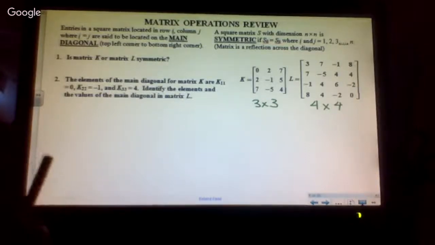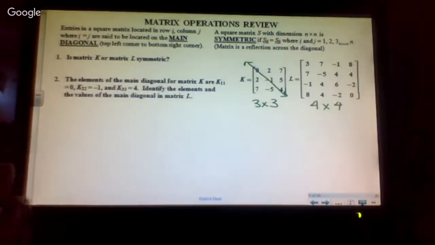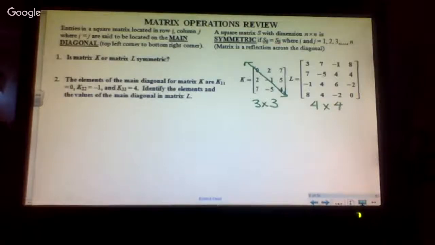These are symmetric across what they call a main diagonal. Your main diagonal goes from the top left corner to the bottom right corner. This is your main diagonal. Your matrix is symmetric if your numbers across from that diagonal match. All of them must match.